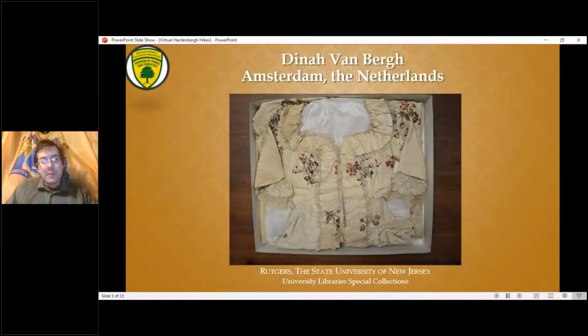and it offers some great direct insight into her personality, especially her religious views. It's primarily a spiritual diary, and Dina van Berg was a pietist, part of a movement that emphasized a very strict adherence to the Calvinist principles of the Dutch Reformed Church, and really also emphasized an individual and personal relationship with God.